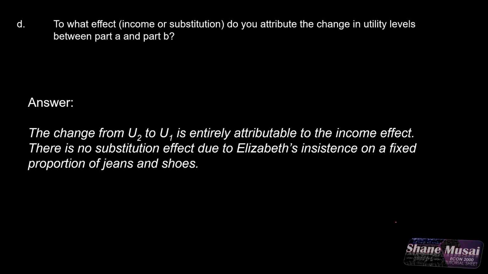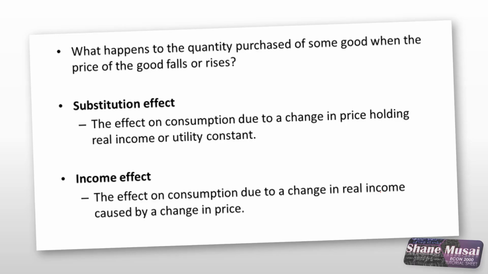The answer is that this change from the indifference curve for part A to the indifference curve for part B is entirely attributable to the income effect, because there's no substitution effect due to Elizabeth's insistence on a fixed proportion of jeans and shoes. Right? Because as we discussed before, any additional jeans or shoes outside of this fixed proportion doesn't add any utility to her. And in case you forget what the income and substitution effects are, I pulled this from the slides just for a reminder. You can pause the video and read all about it.